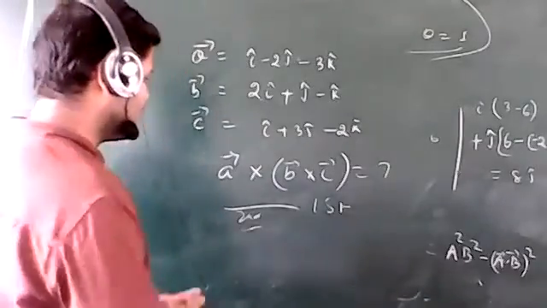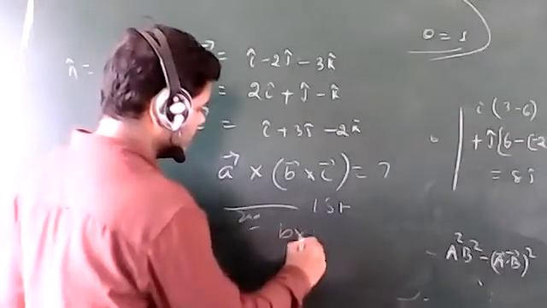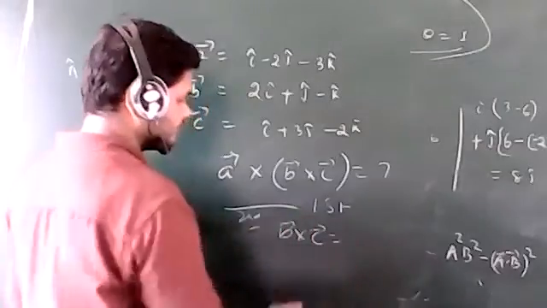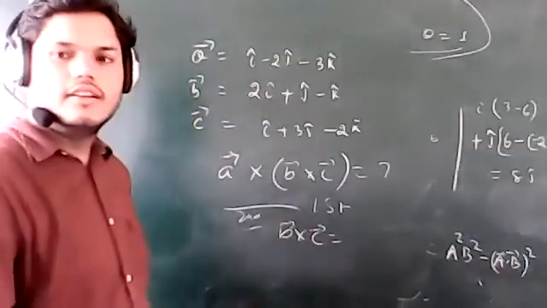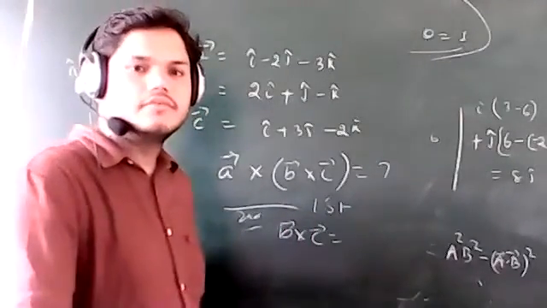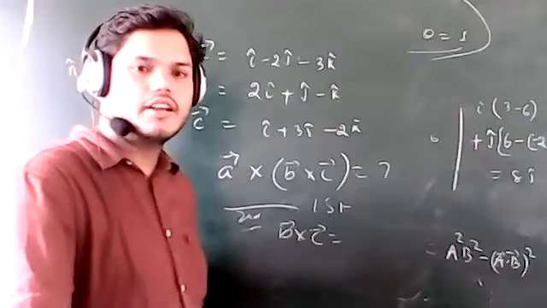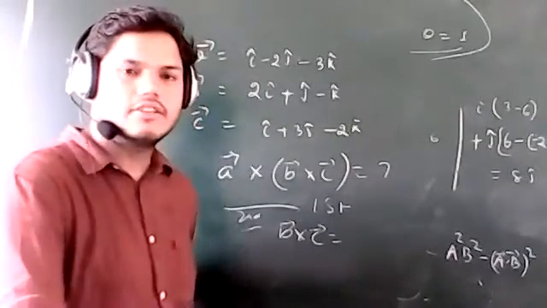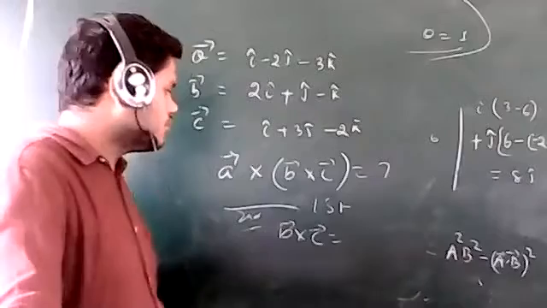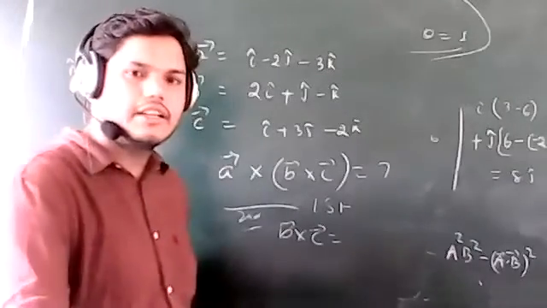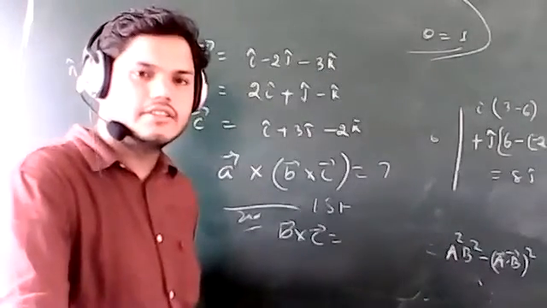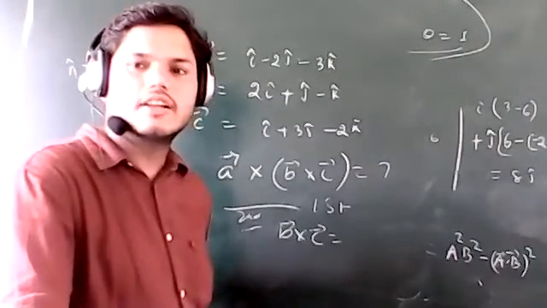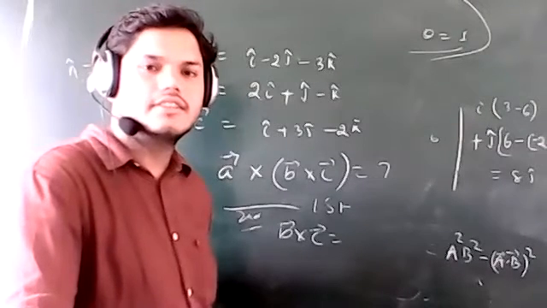So first of all, what is the value of b cross c? We have already known the procedure, and I think we have already done 10 to 20 numericals. So you are already acquainted with this particular numerical. How can you find the a cross c and b cross c also? Tell me the answer, b cross c.